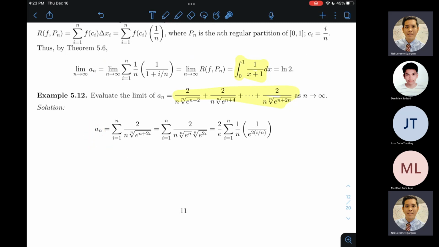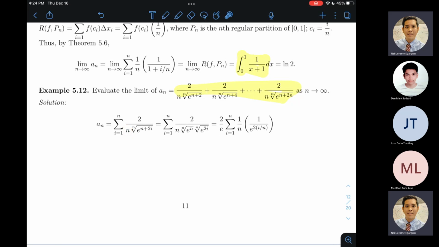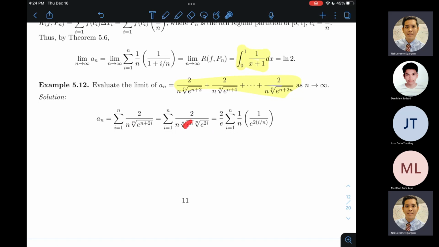Okay, tapos, gagamitin ko si 1 over n to be my delta x, all right? Regular partition din yung gagamitin ko. So, ititira ko tong n na to. Tapos, ilalabas ko yung mga constant factors para mas simple yung calculation. So, we can rewrite this guy using properties of radicals as this one, okay? And then nth root of e to the n is equal to e. So nakalabas si e. Tapos si 2 ay ilalabas ko rin. So doon galing yung 2 over e.